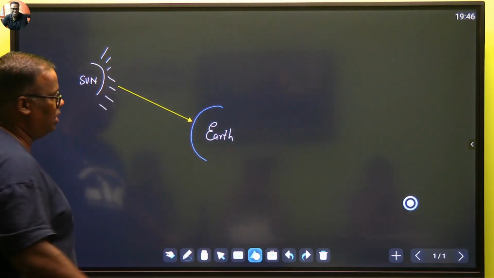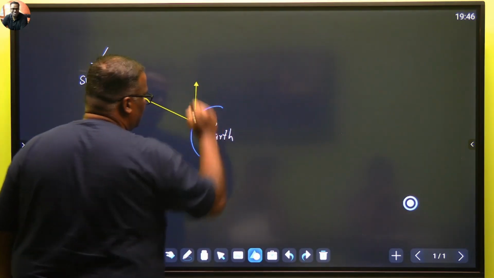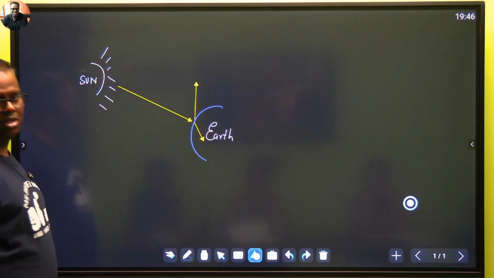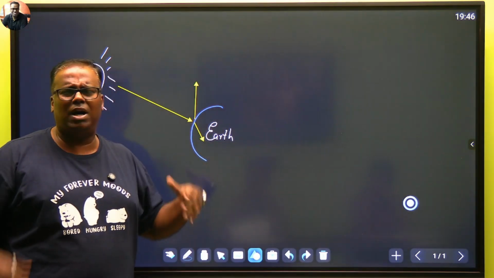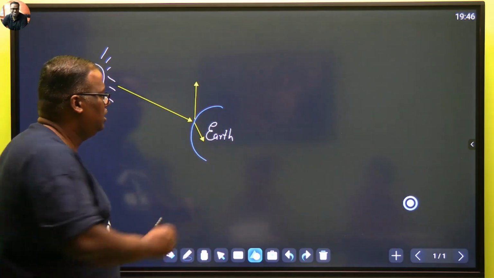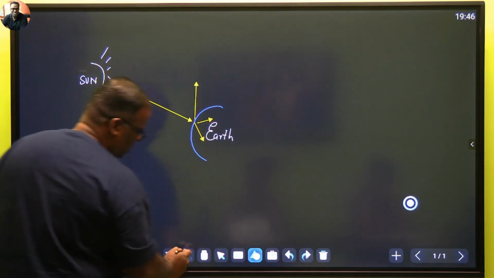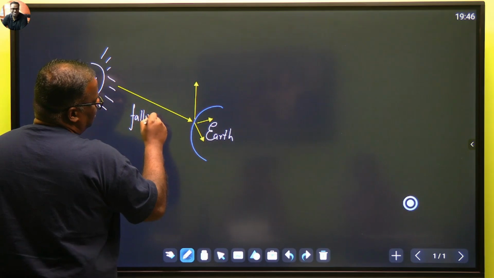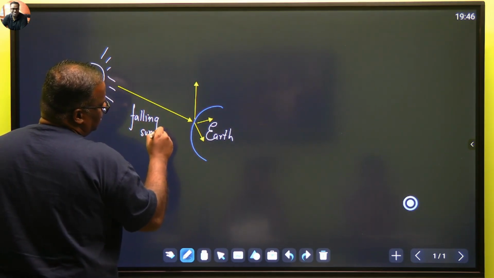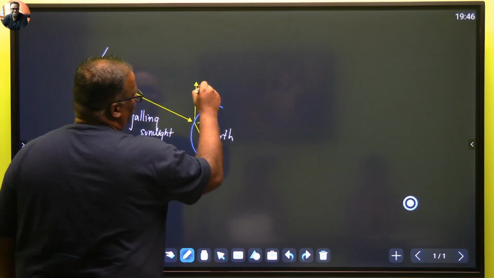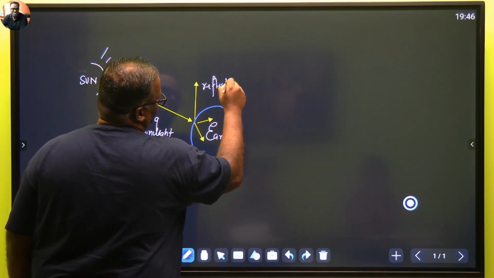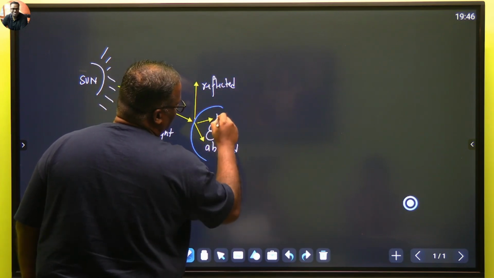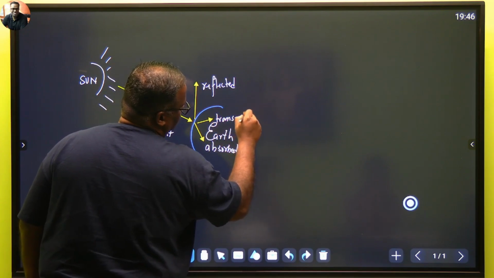Three things happen out here. Earth will reflect some, there will be absorption, and there are various particles or bodies or objects on the earth, so there will also be transmission. Let's learn these three things. This is the falling sunlight. A part will be reflected, a part will be absorbed, and a part will also be transmitted.